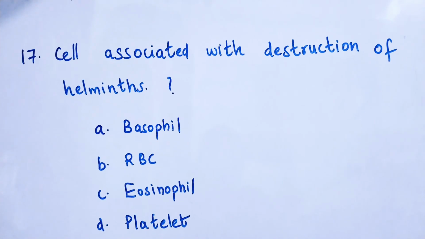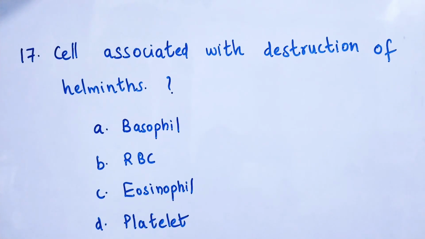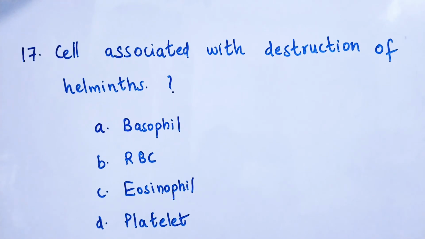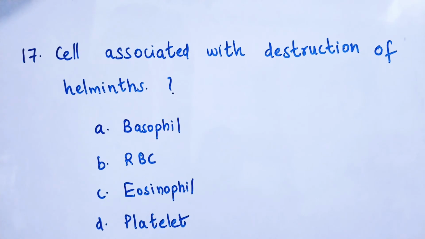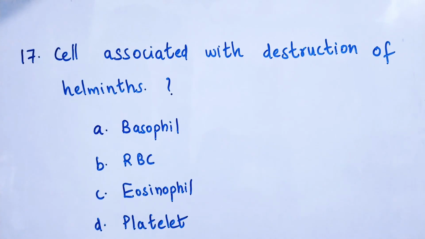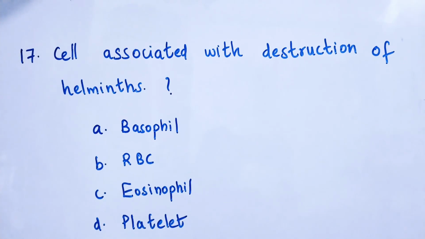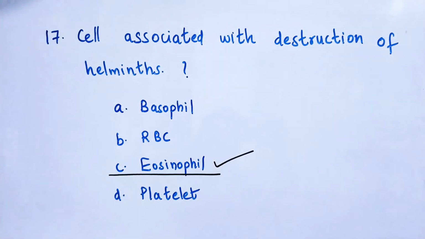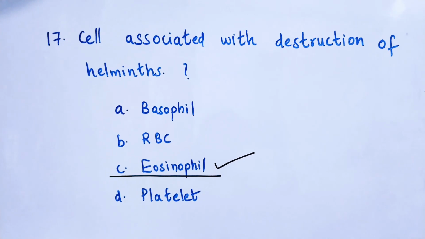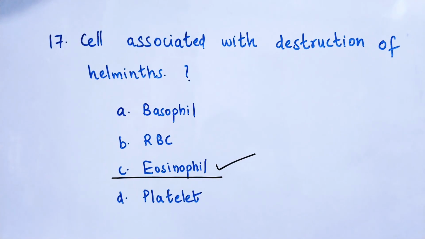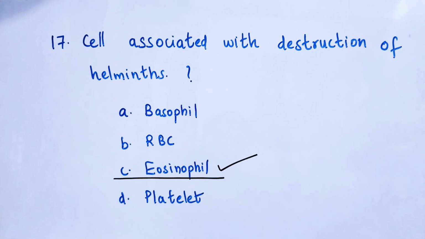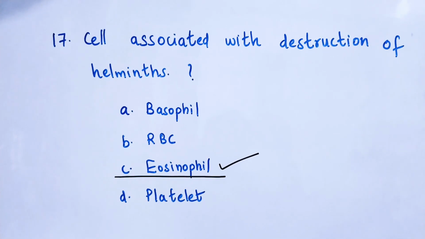Question number 17. Cell associated with destruction of helminths. Option A, basophil, option B, RBC, option C, eosinophil, option D, platelet. Destruction of helminths is associated with which of the following blood cells? The right answer is eosinophil. In helminthic infections, eosinophil count will be high.